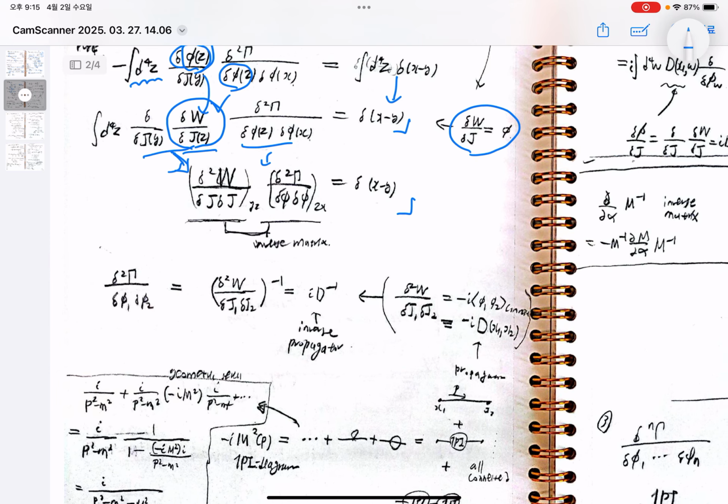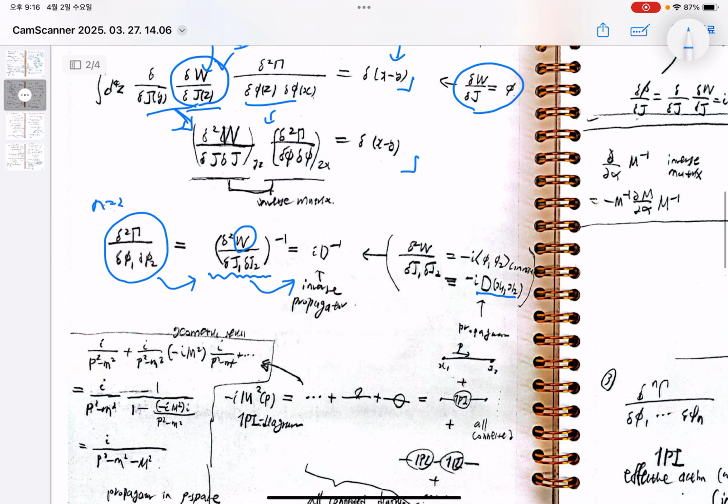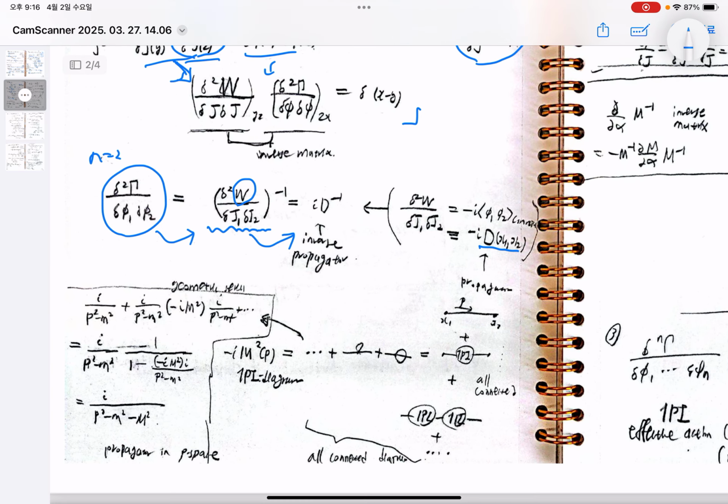So this is the n equals 2 case. If we differentiate the effective action two times, this gives the inverse of the second derivatives of the generating function of the connected diagram. And we know that this gives the inverse propagator. So let's write the propagator as D of x1 and x2. And this propagator contains all connected diagrams.